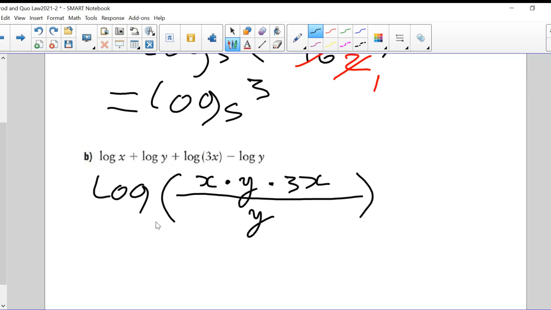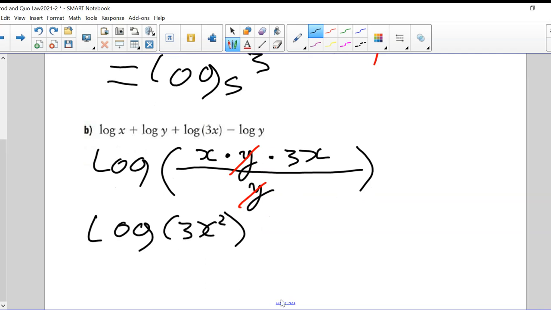So that means that I can now multiply the x times the 3x. And by the way, the y's are going to cancel each other out, right? So that means that I'm taking the log of, well, x times 3x, that would be 3x squared. We know that x times x is x squared, and there was a 3 there before, so log of 3x squared.